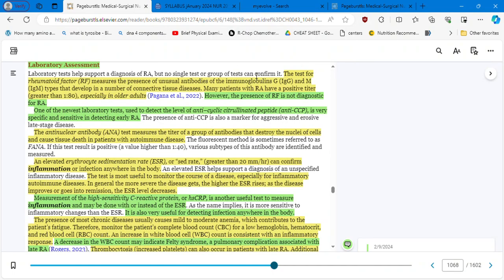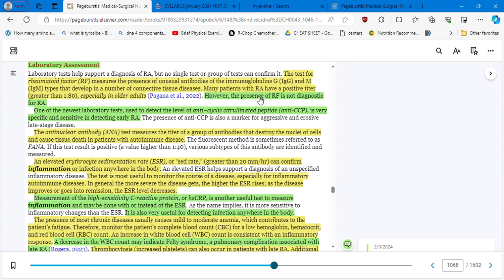Laboratory assessment: the test for rheumatoid factor measures the presence of unusual antibodies of the immunoglobulins IgG and IgM, types that develop in a number of connective tissue diseases. So that's a good piece of information for you, your IgG and IgM. And we were talking about how rheumatoid arthritis not only attacks the joints, but also the heart, the lungs, the kidneys, the eyes, and the connective tissue.